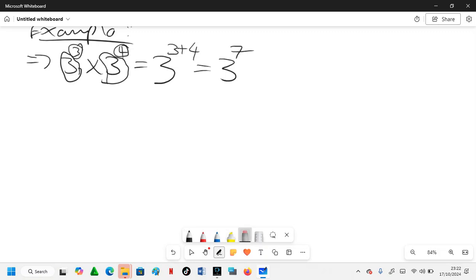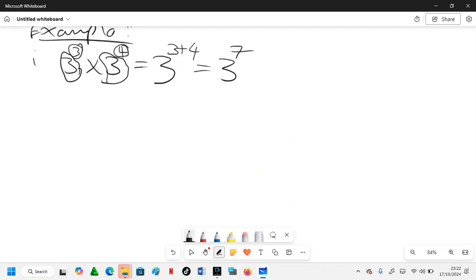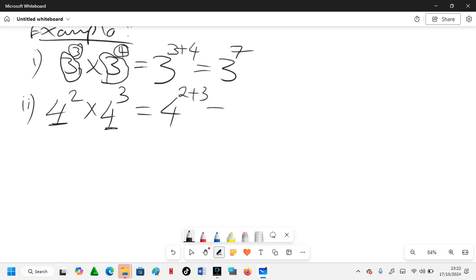Maybe we can have a different kind of example. Let's call that example Roman 1. Example Roman 2, let's say you have 4 to power 2 times 4 to power 3. You can see the bases are the same, so you can easily say it is 4 to power 2 plus 3, and therefore 4 to power 5.